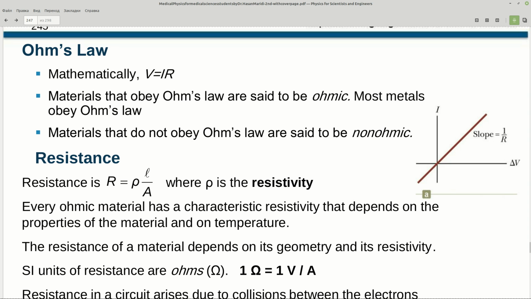This huge value indicates that axons are actually poor electrical conductors. Yes, they are bad conductors.